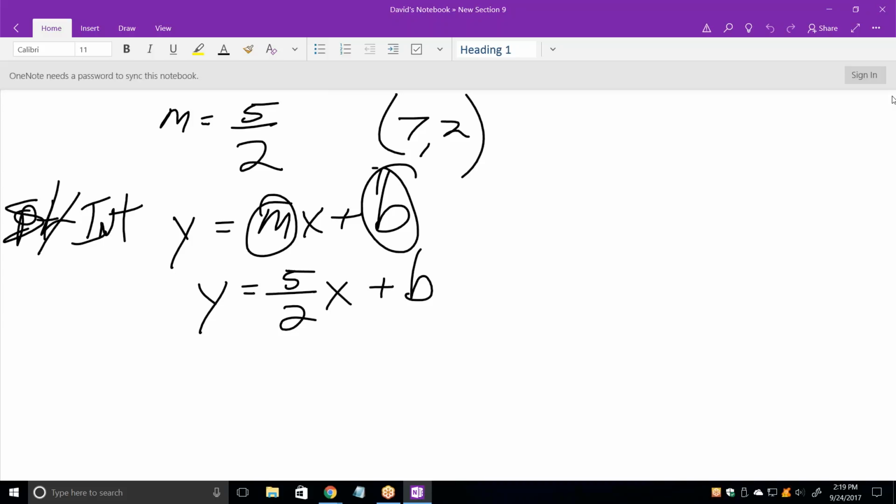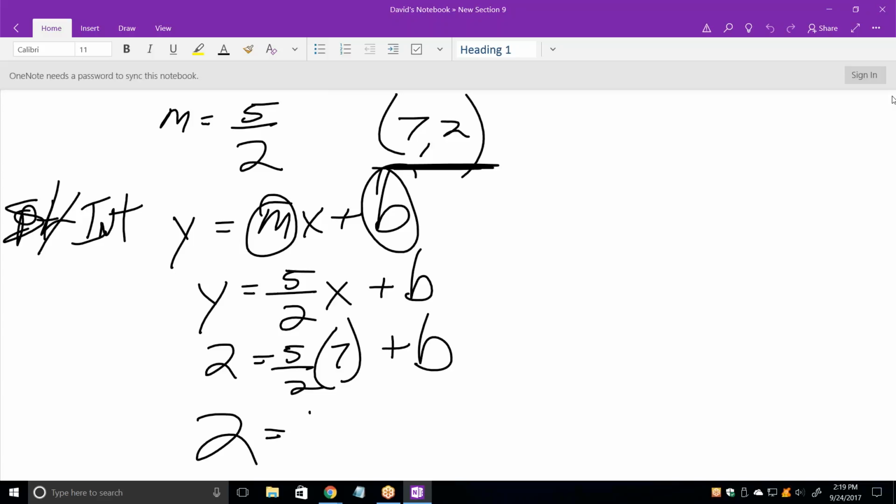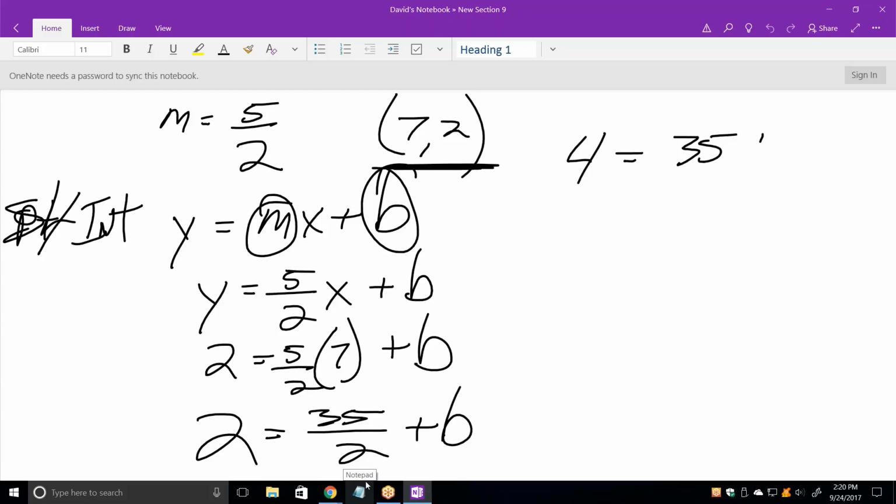Well, to solve for b, I'm going to plug in the only point I know, 7 and 2, for x and y. So we plug in 2 for y and then 7 for x. So we'd get 2 equals 5/2 times 7 plus b. Now that's going to solve for b. Notice that's 35 halves plus b. I multiply everything by 2, I get 4 equals 35 plus 2b.